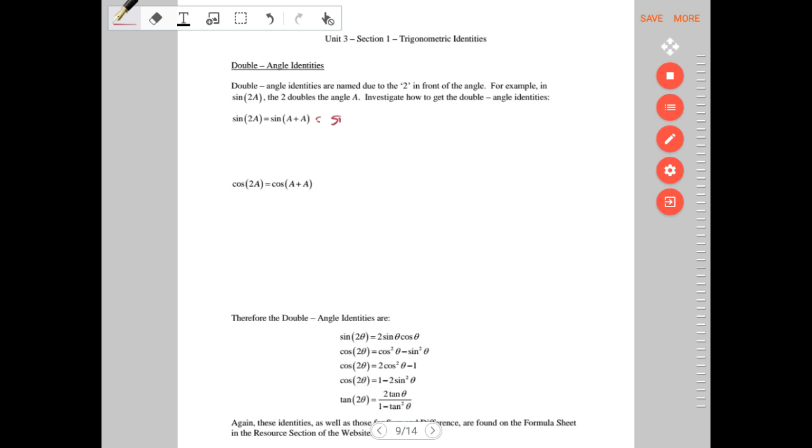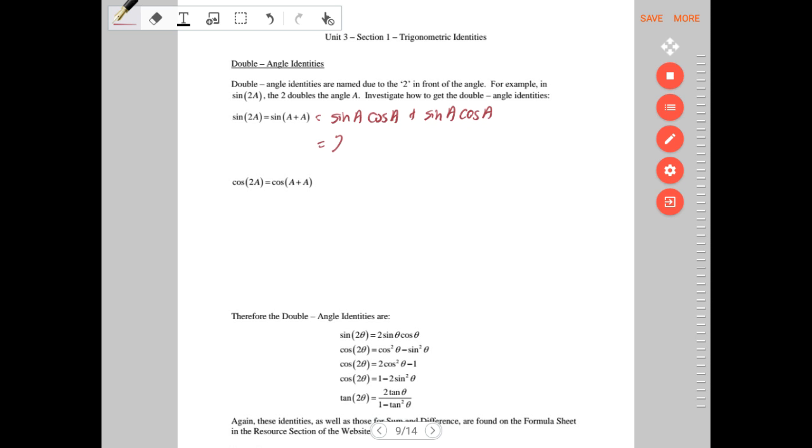Remember that it's equal to sine A cos A plus, and again, sine A cos A. Oh, well those are like terms. How many of them do I have? I got 2. So that's equal to 2 sine A cos A. So sine of 2A is equivalent to 2 sine A cos A.